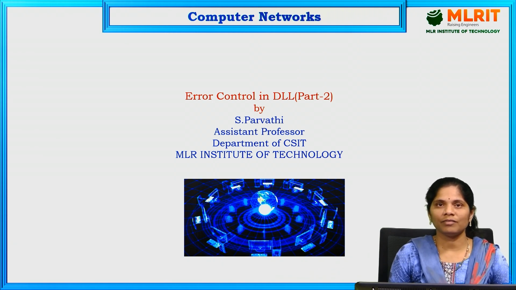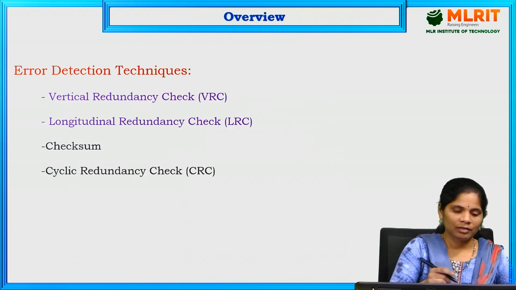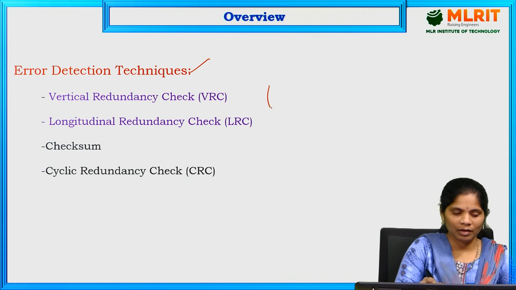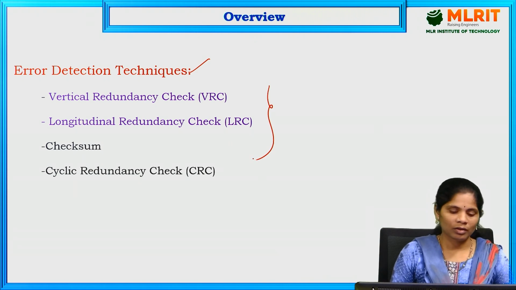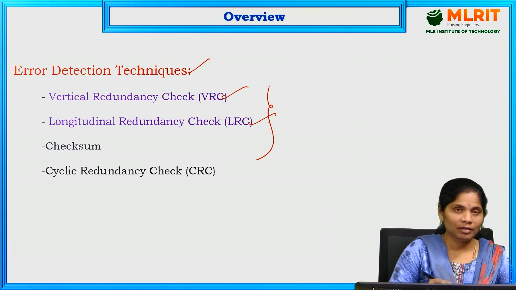In today's session, we are going to discuss error control in the data link layer. First, let us see the overview of today's session: error detection techniques. In the previous session, we already discussed error detection techniques. There are four different error detection techniques: VRC (vertical redundancy check), LRC (longitudinal redundancy check), checksum, and CRC (cyclic redundancy check).